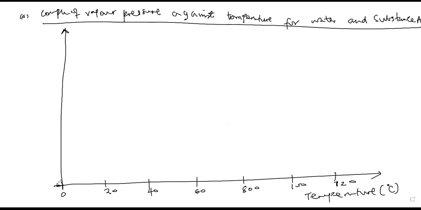Then we have the pressures. We can start from 0.2, can go to 0.3, can go to 0.5, we can go to 0.6, we can go to 0.7, maybe up to 0.8 appropriately. So this is the vapor pressure in atmospheres.